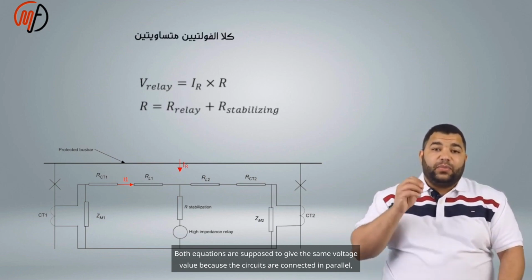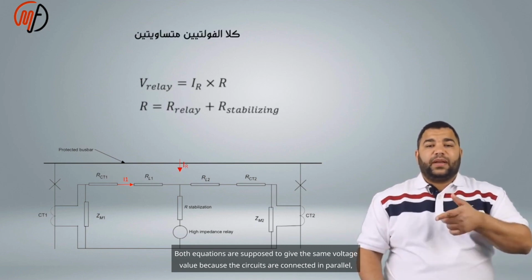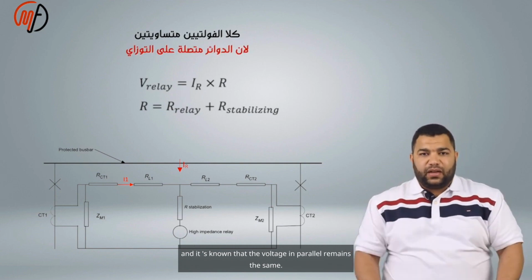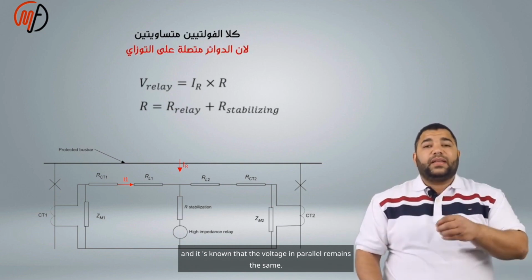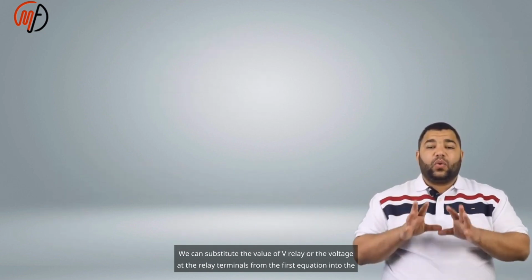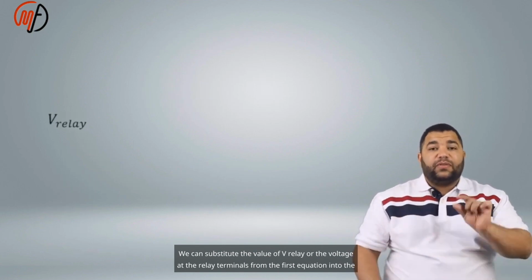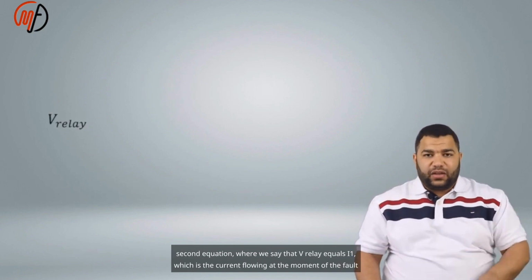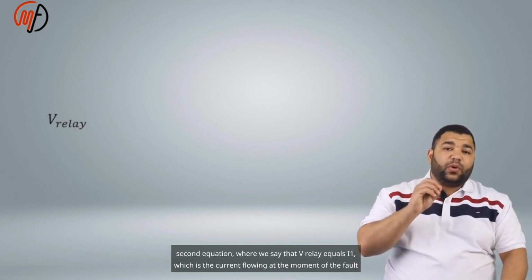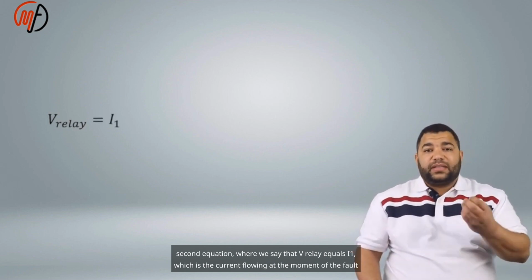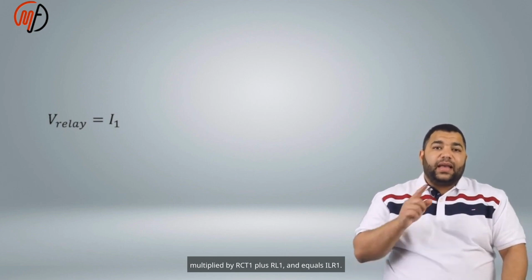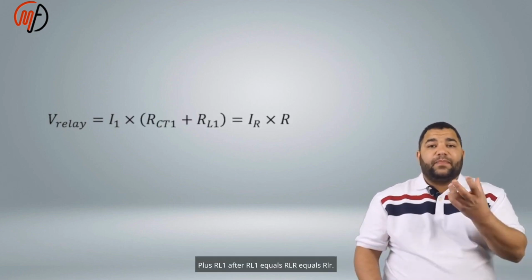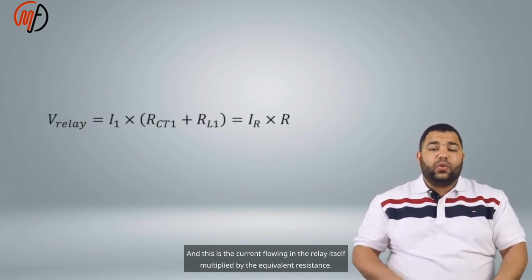Both equations are supposed to give the same voltage value because the circuits are connected in parallel, and it's known that the voltage in parallel remains the same. We can substitute the value of V relay, or the voltage at the relay terminals, from the first equation into the second equation, where we say that V relay equals I1, which is the current flowing at the moment of the fault, multiplied by RCT1 plus RL1, and equals IR multiplied by the relay resistance plus the stabilizing resistance.